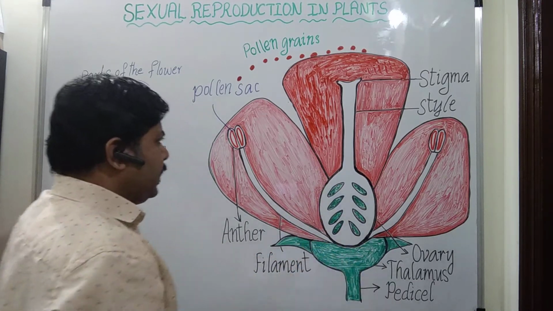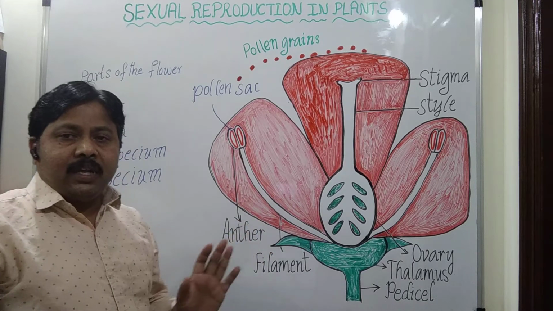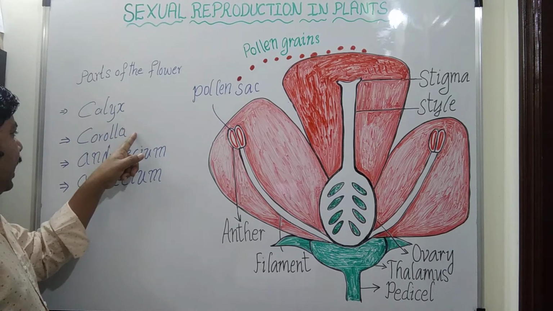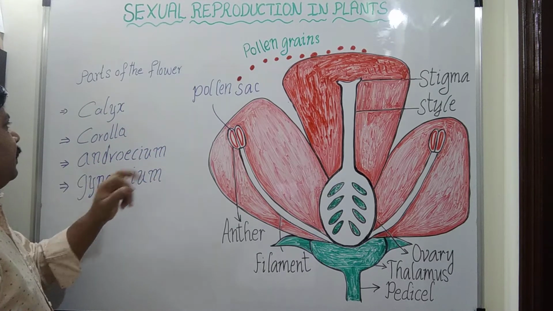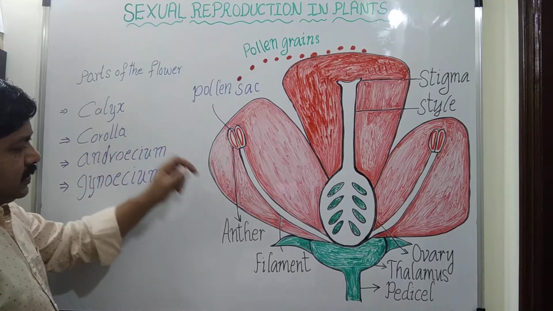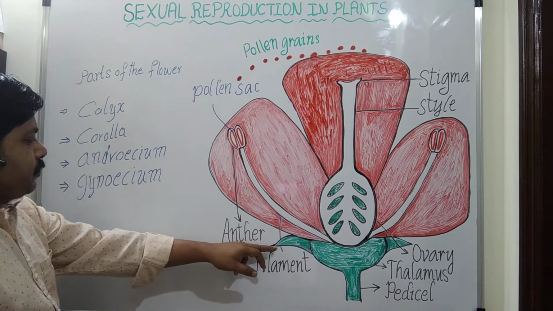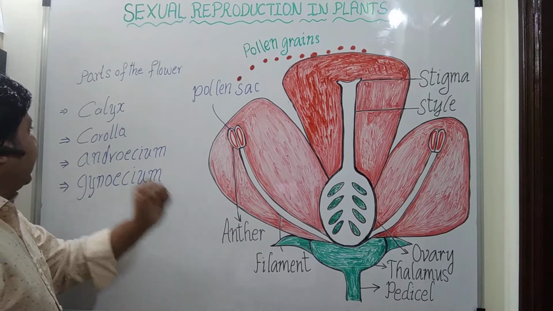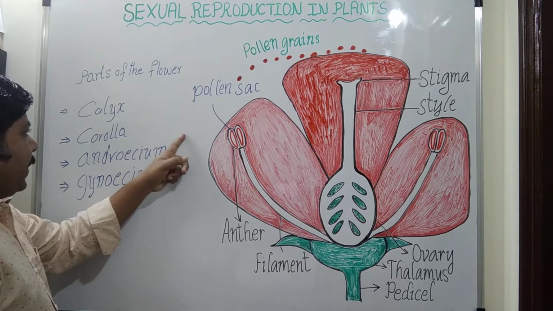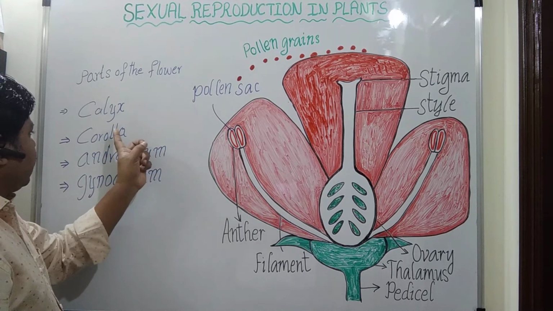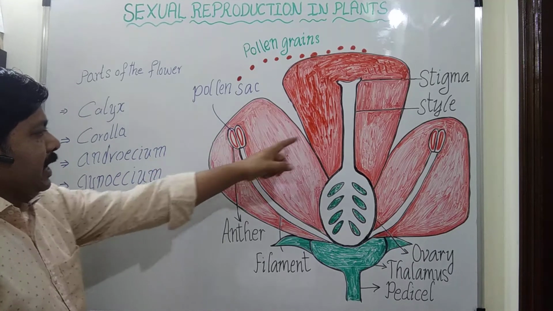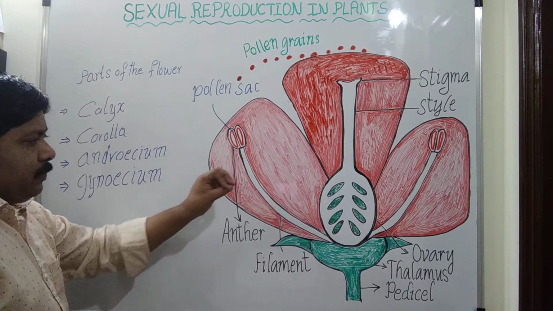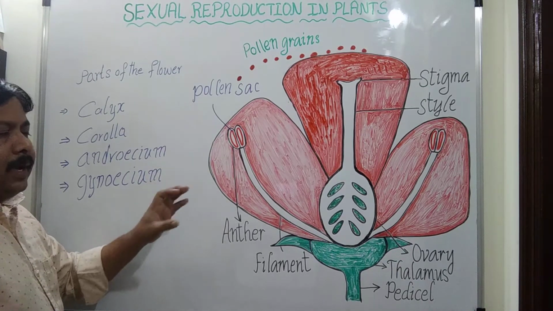Okay, so see here, what are the parts of the flower? All the parts of the flower are the calyx, corolla, androecium and gynoecium. First, the calyx, which we also call the sepals. It is green in color and gives protection to the flower. Next, the corolla, which we also call the petals. These are the petals, in different colors. What is the function of petals? Petals attract insects for pollination.